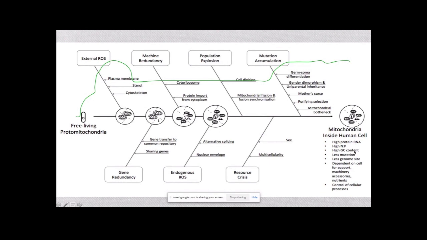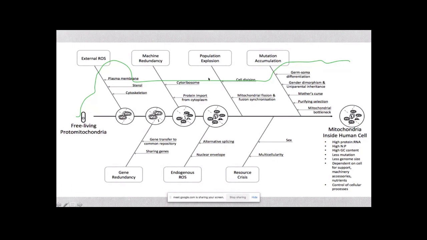So it has high GC content, whereas I think there is a lot of AT in the nuclear genome. And of course, it is dependent on the cell for support of machinery and accessories, and it has a control over cellular processes. That's another topic of discussion. I have written another paper on that, which highlights the centrality of mitochondria in eukaryote biology. And that's how I see the evolution taking place.